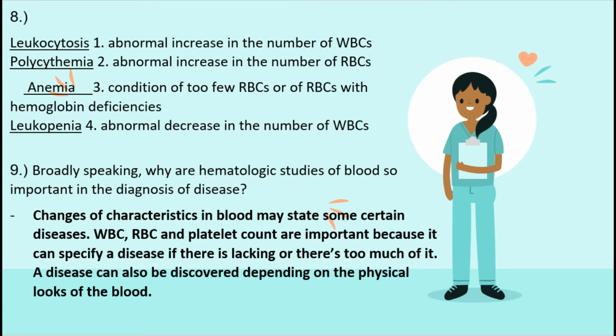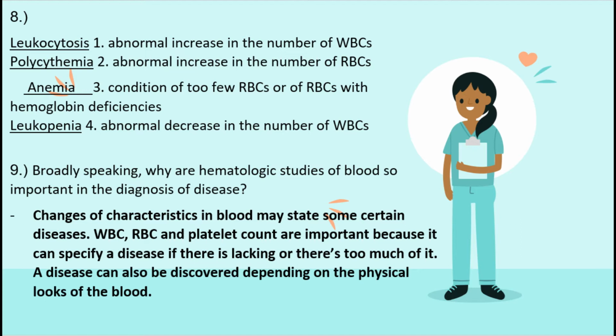Correctly identify the blood pathologies described in column A by matching them with selections from column B. Number 1. Abnormal increase in the number of white blood cells. The answer is leukocytosis.